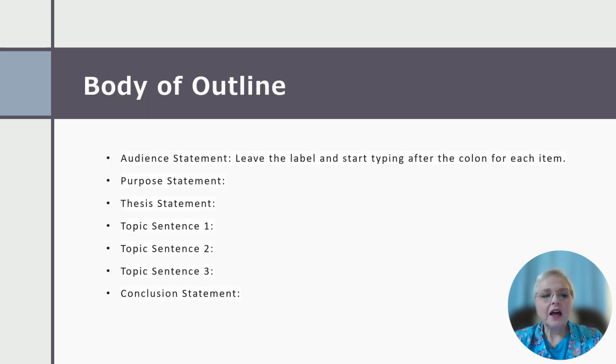The body of your outline has these components. It starts with your audience statement, then the purpose statement, your thesis, 3 topic sentences, and your conclusion statement. And I want it to be bulleted just like this. I want you to maintain the label. All you're doing is after the colon, you're hitting a space, and then you're typing your sentence or sentences, depending on what component you're writing.